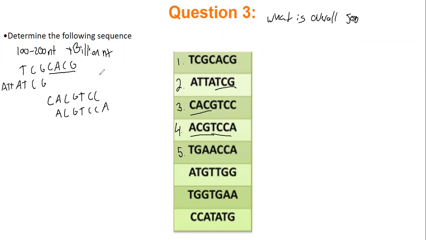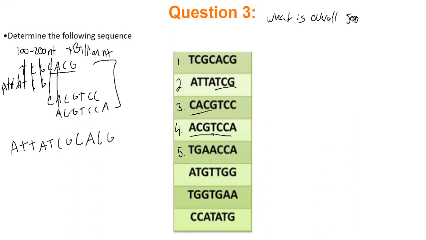So I'm not going to do 5, 6, 7, and 8. They actually do work out. But if we just take the four sequences I've done so far, you would say, okay, the overall sequence of this organism, and all I'm doing is looking at what we have, is A, T, T, A, T, C, G, C, A, C, G, C, A, C, G, T, C, C, A. And that's how you can use this high throughput sequencing to sequence a whole organism's DNA super fast.